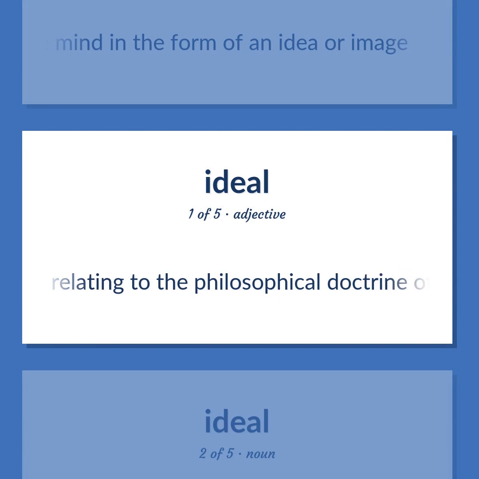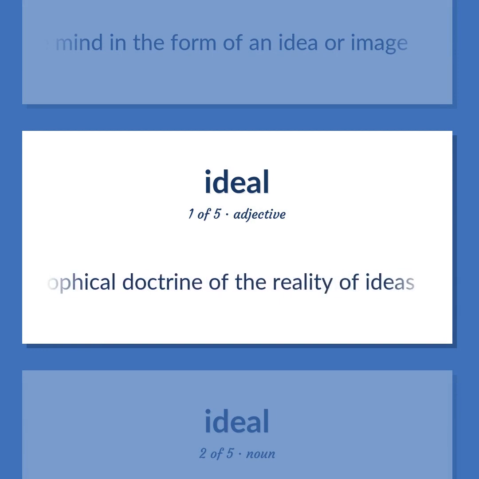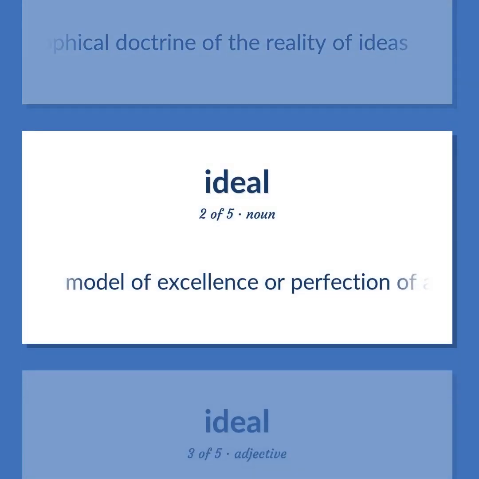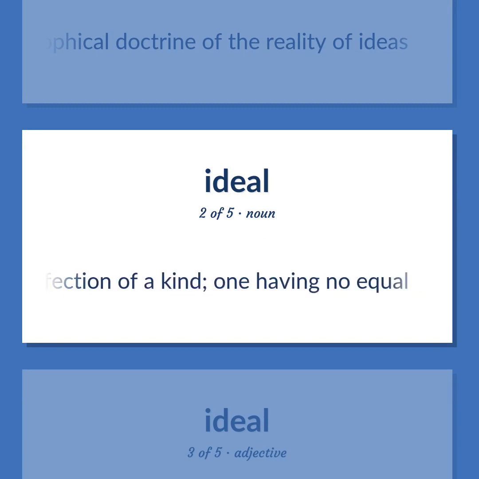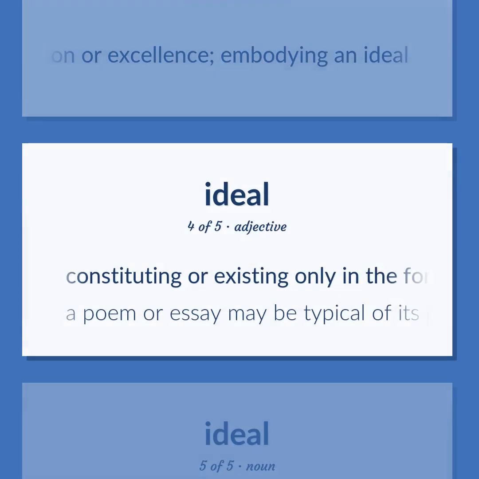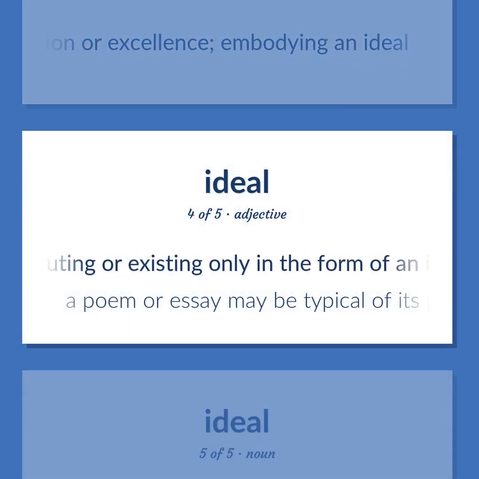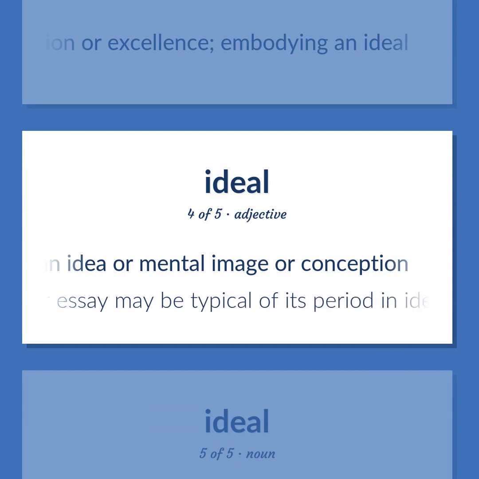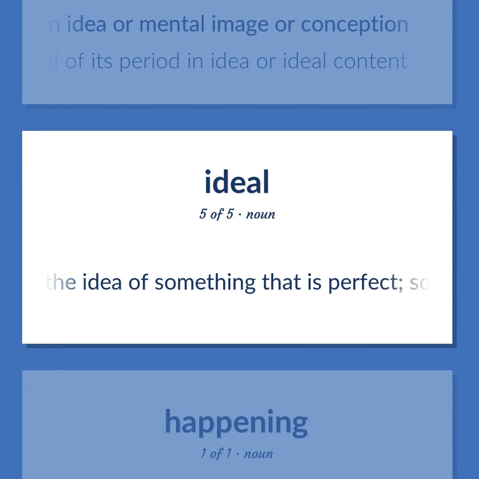Of or relating to the philosophical doctrine of the reality of ideas. Model of excellence or perfection of a kind, one having no equal. Conforming to an ultimate standard of perfection or excellence, embodying an ideal. Constituting or existing only in the form of an idea or mental image or conception. A poem or essay may be typical of its period and idea or ideal content. The idea of something that is perfect, something that one hopes to attain.